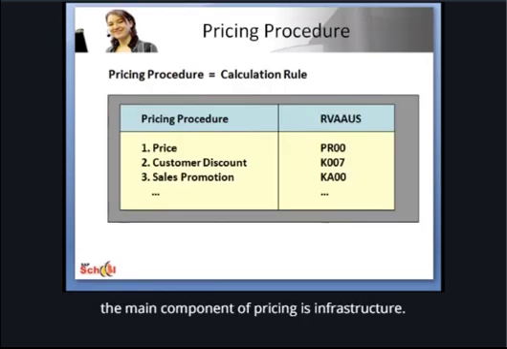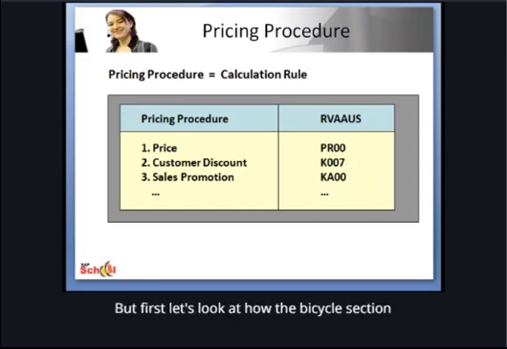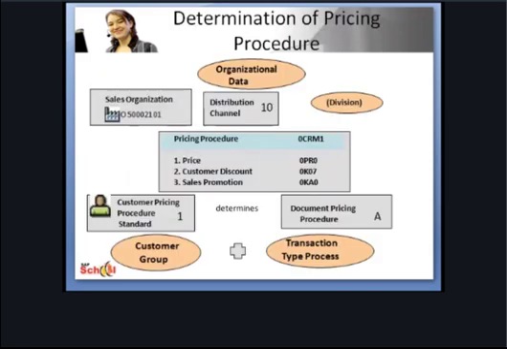The main component of CRM pricing is the pricing procedure. So, for example, the pricing procedure contains different elements that make up the price components. We'll go into a little more detail on the various price components, but first let's have a look at how this pricing procedure is determined in a transaction.